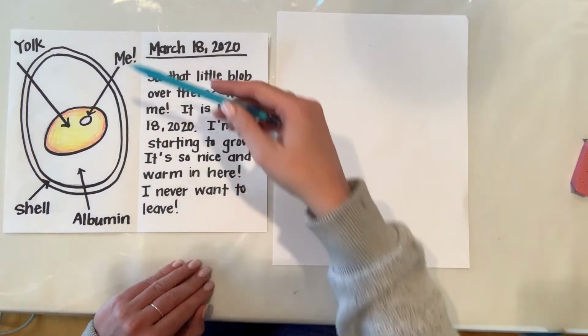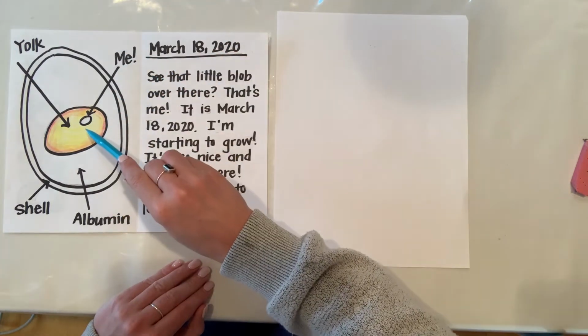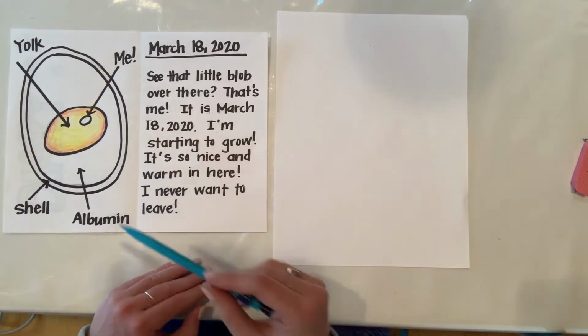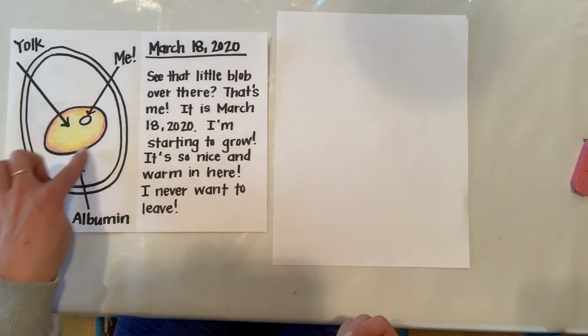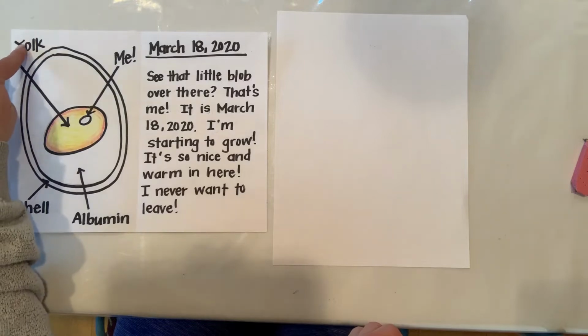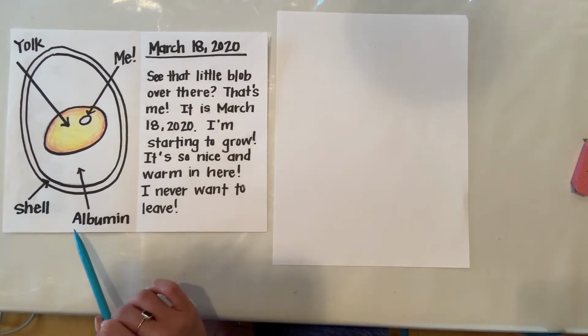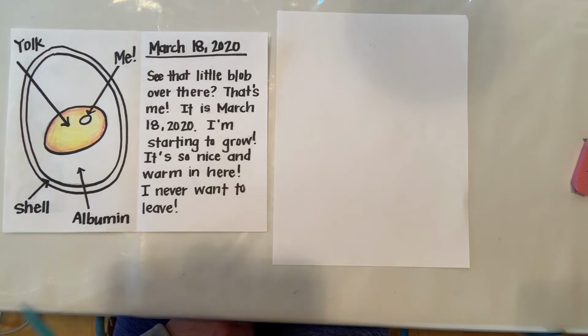So I've got me, I said here, do you remember what that is? That's the embryo, right? And then here I colored the yolk and I did a little picture to that. This part is the shell and this part is the albumin.